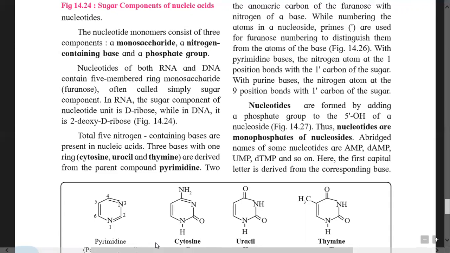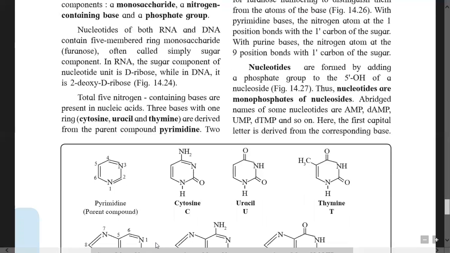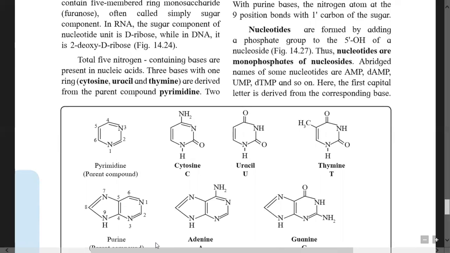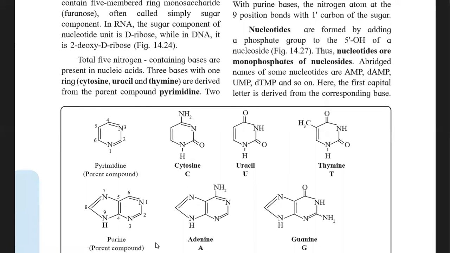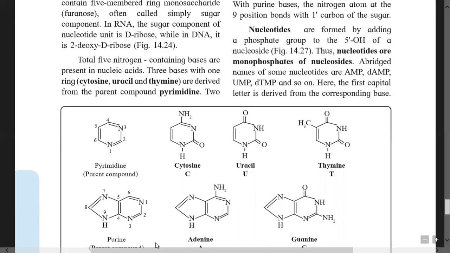Total 5 nitrogen containing bases are present in nucleic acids. 3 bases are one ring containing, that is cytosine, uracil, and thymine. These are 3 bases. It is one ring containing. So cytosine structure is given, then uracil and thymine. These are one ring containing 3 bases derived from pyrimidine. Therefore, these bases are called pyrimidine bases.